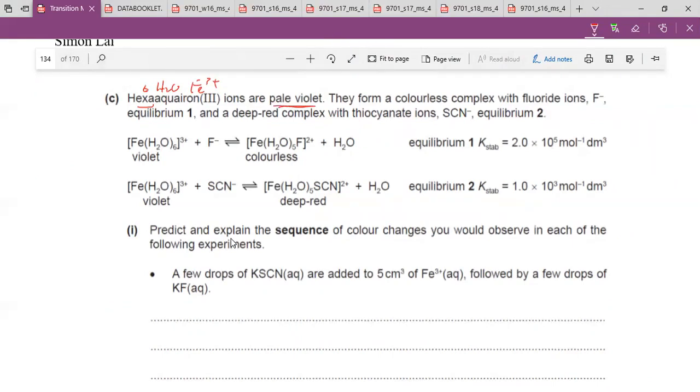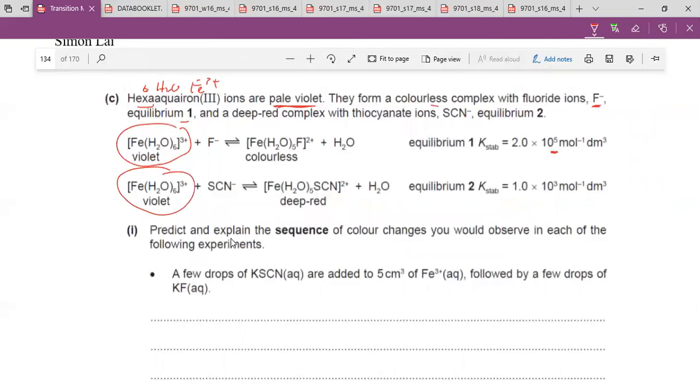Pale violet, not pure violet, pale violet, like a purplish color. They tell you the color. They form a colorless solution with fluoride ions in equilibrium 1 here. They will kick out only 1 water. Okay, 5 remain. Violet to colorless. As I said, always refer to the aqueous water as a starting point.